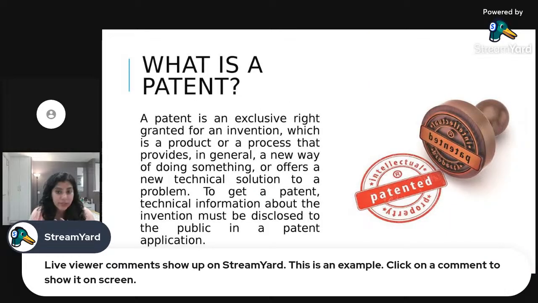What is a patent? I'm sure you must have heard of it. I mean, you are aware of the general idea of a patent. It is an exclusive right which is granted for an invention, which is a product or a process that, in some way or the other, gives you a new way of doing something and offers you a technical solution to a problem.